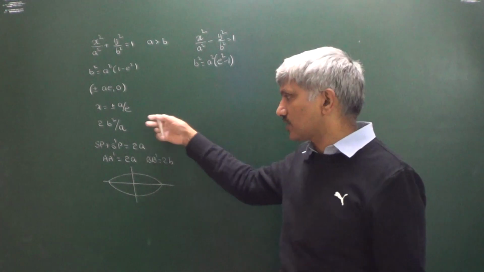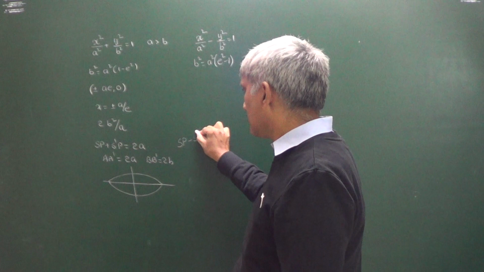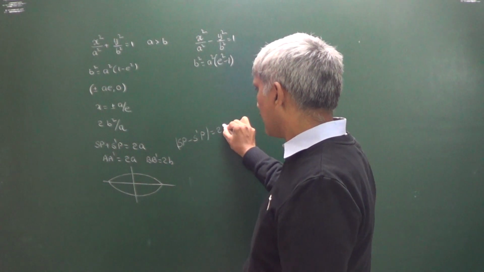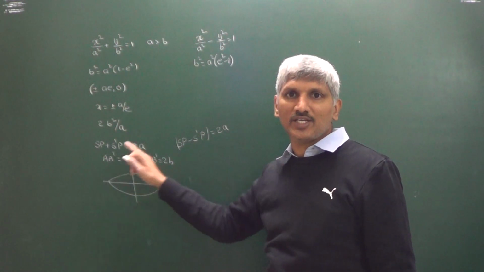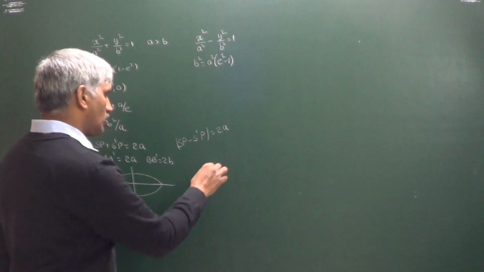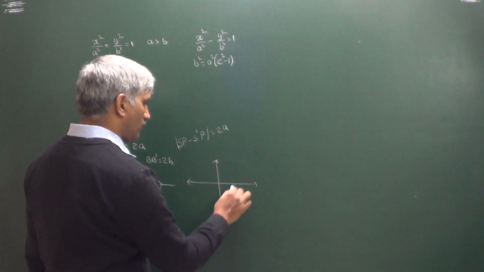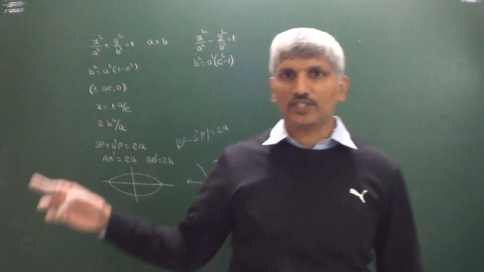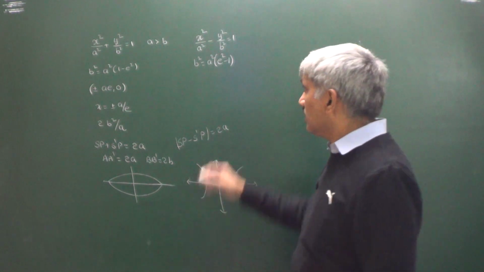Length of the latus rectum, but here the condition is the difference of the focal distances: SP minus S dash P is equal to 2a. A dash we call the transverse axis, b dash we call the conjugate axis, and you will get the graph of the hyperbola in this way. So that is the first form of an ellipse and the first form of a hyperbola, right?